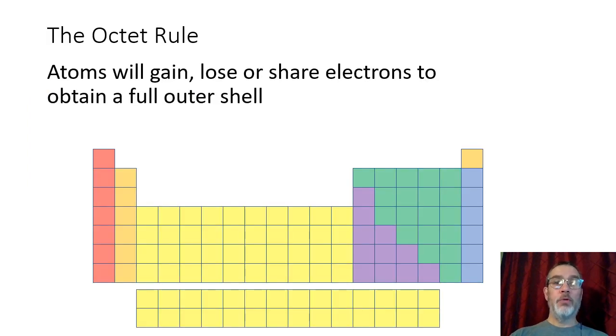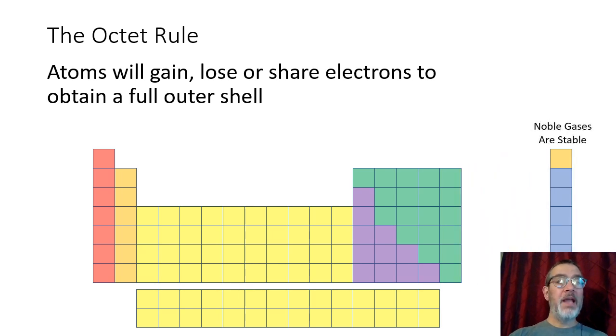The octet rule applies to all elements, and it says that atoms are going to tend to gain, lose, or share electrons to obtain a full outer shell. So this number 8, since we have 8 places for electrons around the atom, all atoms are going to want to have that full outer shell, or typically 8 electrons. What we see is that the noble gases already have their full outer shell, so they're stable. They're not going to gain, lose, or share electrons.